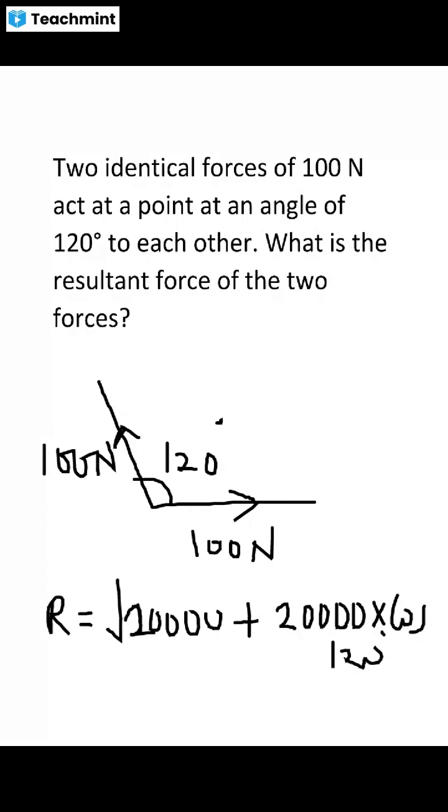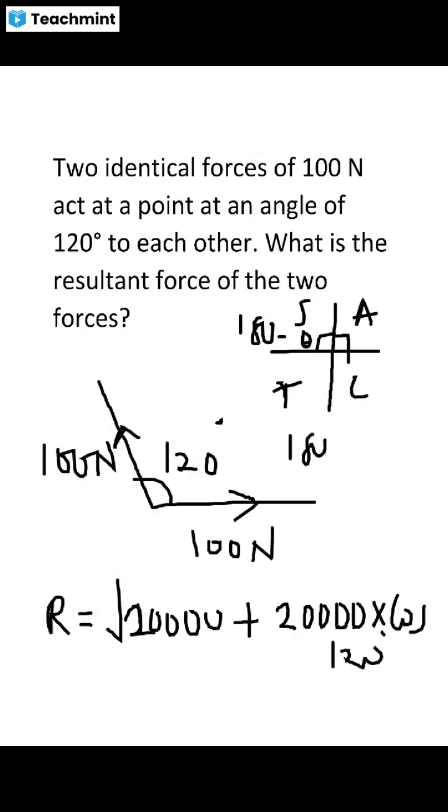Now, how do you compute cosine of 120 degrees? These are things that you learn from trigonometry. The first quadrant is up to 90 degrees. The second quadrant is 180 minus theta. So I'm going to equate 180 minus theta to the 120 degrees that I want to find, because that angle of 120 degrees is in the second quadrant.